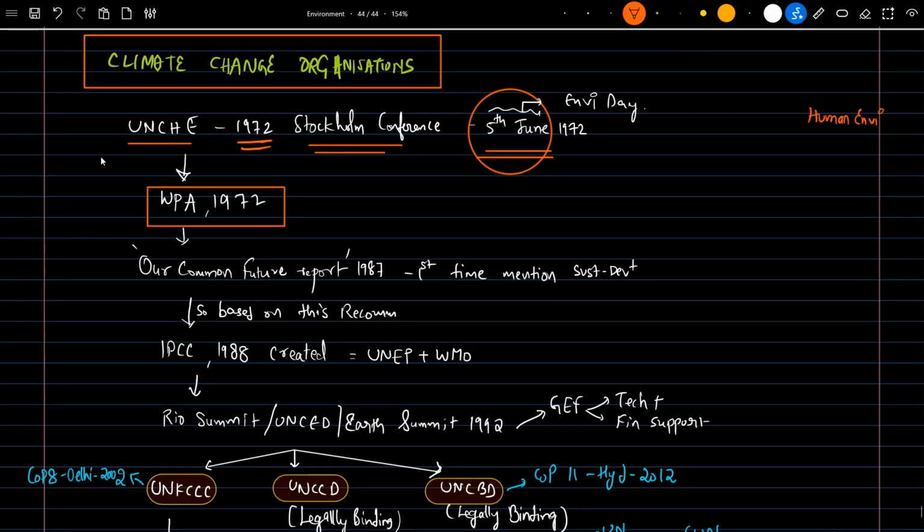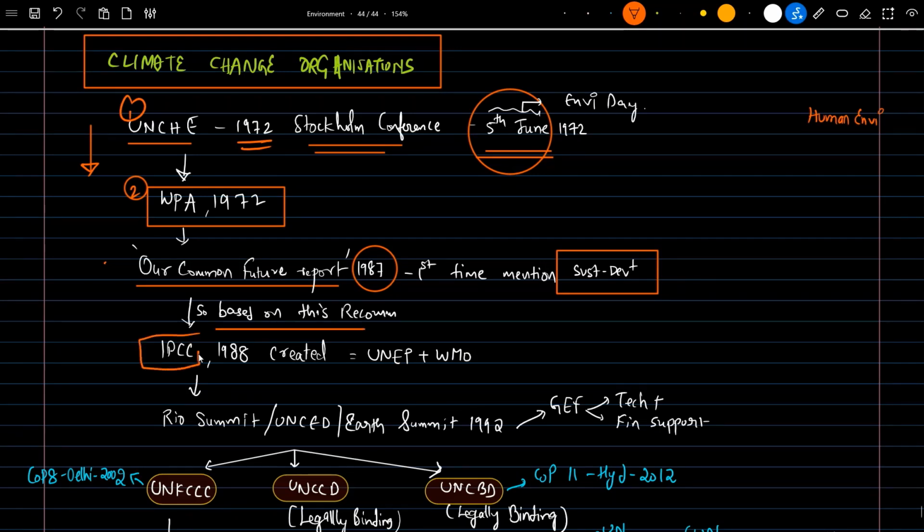Here we are just understanding the sequence of different climate-related organizations formed over time. This is the first conference that happened. As a result of it, we formulated the Wildlife Protection Act 1972. Next, in 1987, the Our Common Future report was released. This is the first time the concept of sustainable development was mentioned. Based upon the recommendations of this report, the IPCC was created in 1988. It was created by the United Nations Environment Programme and the WMO, the World Meteorological Organization.